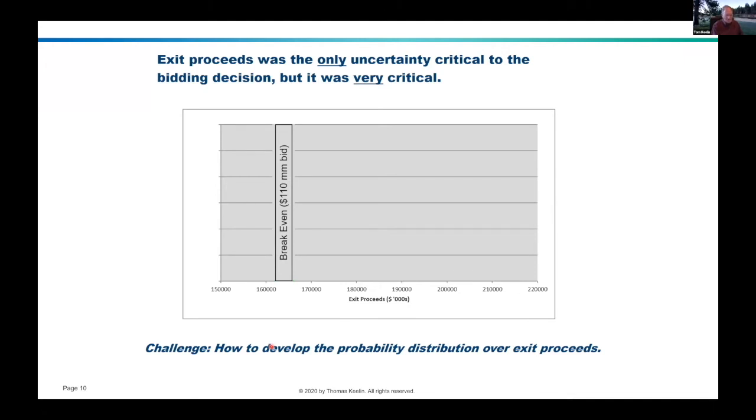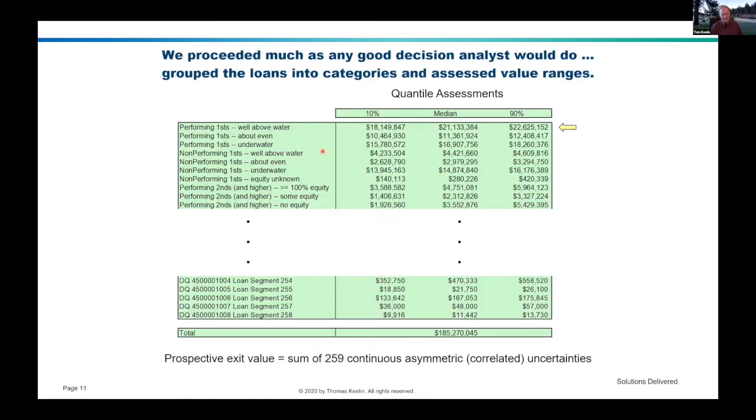And we were able to put the loans in categories, and ultimately our real estate experts said there were, with fewer than 258 categories, you just couldn't assess the 10, 50, 90 probability range for the value of each set of loans. So these are performing first liens, underwater, and they had a 10% chance that we'd get less than 18 million in proceeds. The median was 21, and at the 90% level, there'd only be a 10% chance to get more than 22 million. We did that for each of 259.